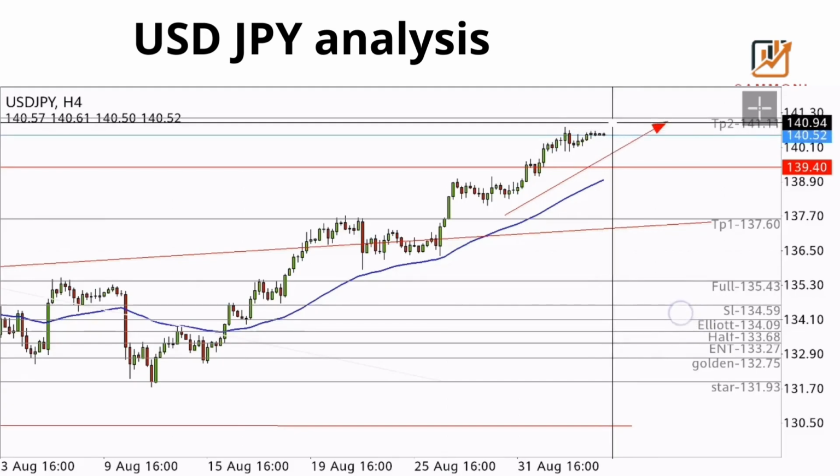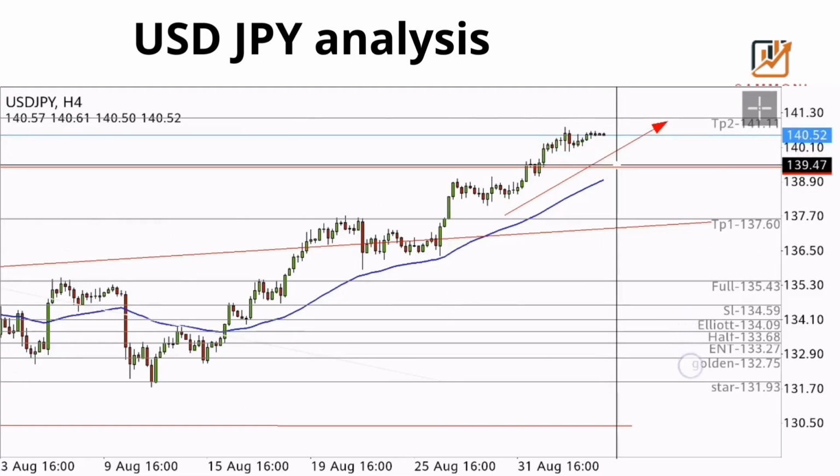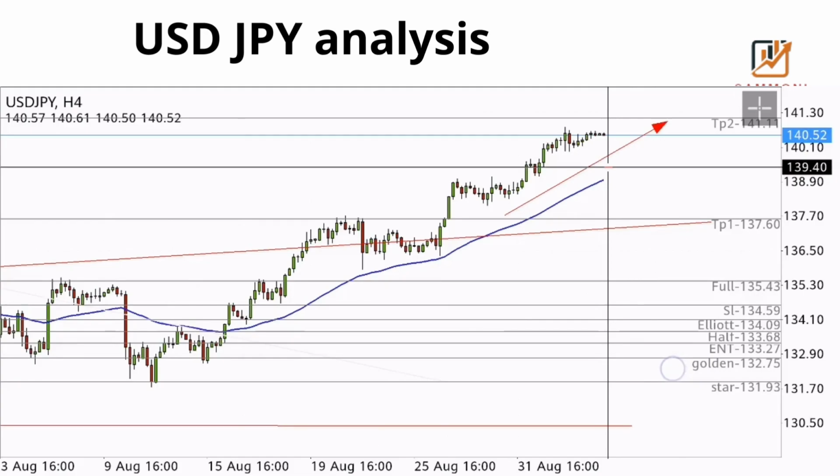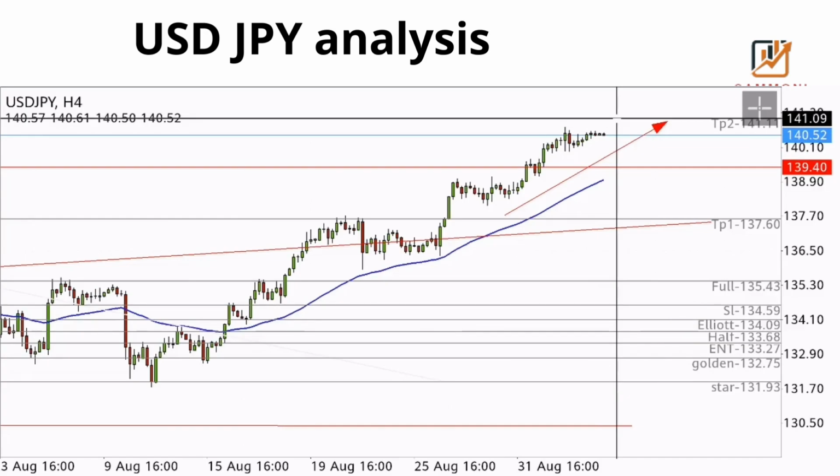So hopefully you guys understand how the market reacts today. 139.40 is almost the scalping buy entry, and 141.10 is the best sell entry. So hopefully you guys understand USDJPY currency pair trading.